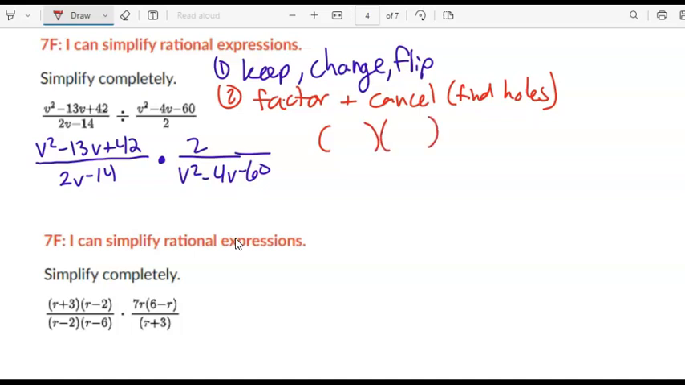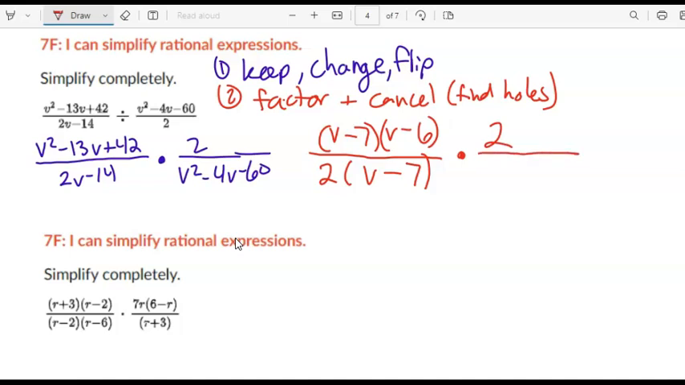So the first one, it looks like we have v minus 7 and v minus 6. -6 times -7 is 42. -7 plus -6 is -13. At the bottom, we could take out a 2. So we're left with v minus 7, and then we have 2.